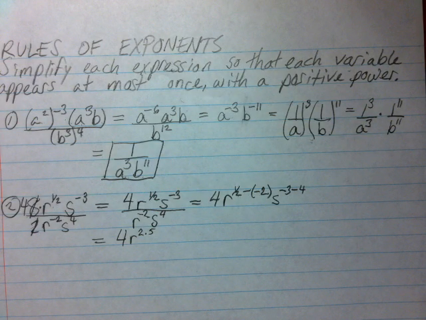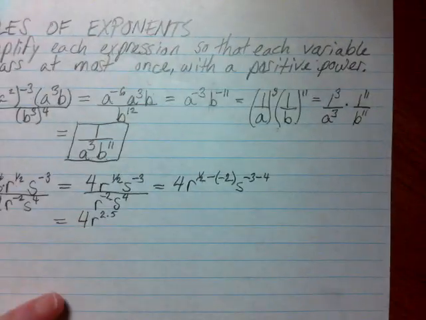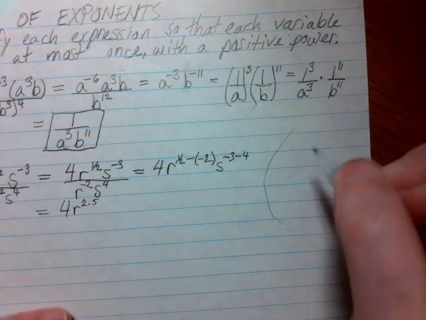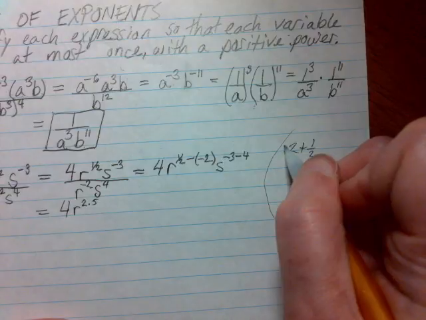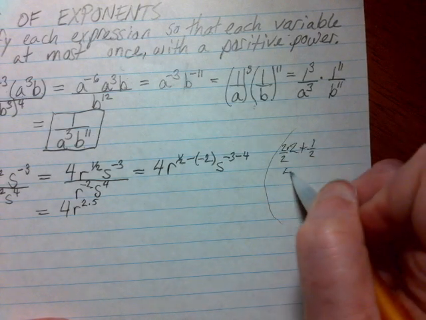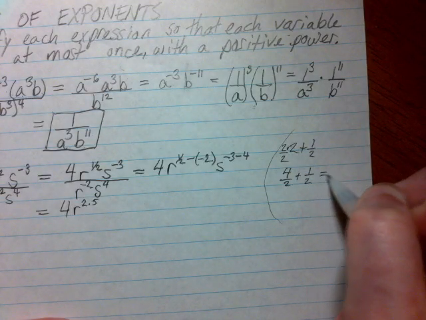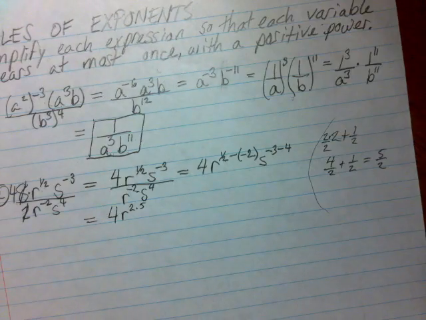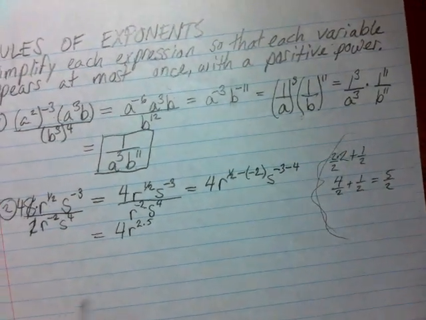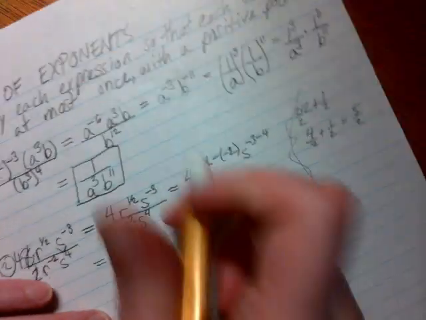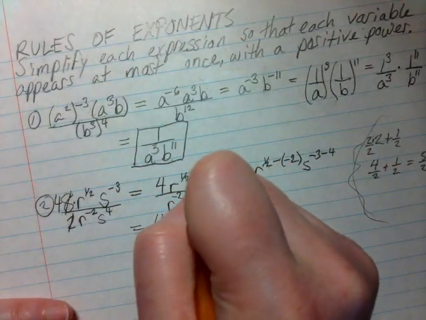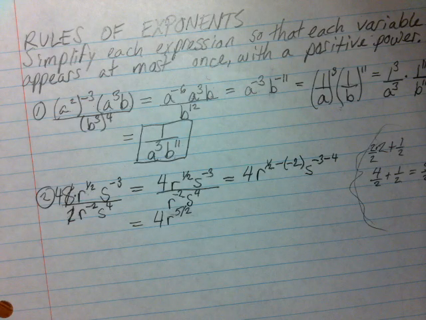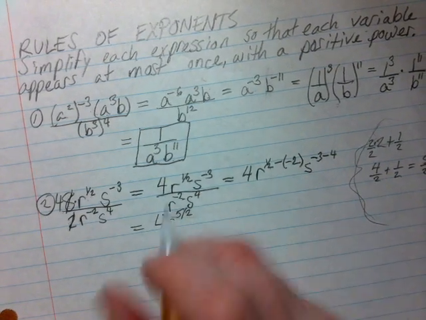If you didn't want to do that, you can make a little sidebar and figure out what's 2 plus 1/2. Get a common denominator. Multiply 2 by 2 over 2, so that's 4 over 2 plus 1/2, 5 over 2. So you could do that in a little sidebar. Anyway, you get 4 times r to the 5/2, or 2.5. In math, whatever's not forbidden is allowed. So if they didn't say no decimal powers, then I say go for it. Decimal powers, why not?